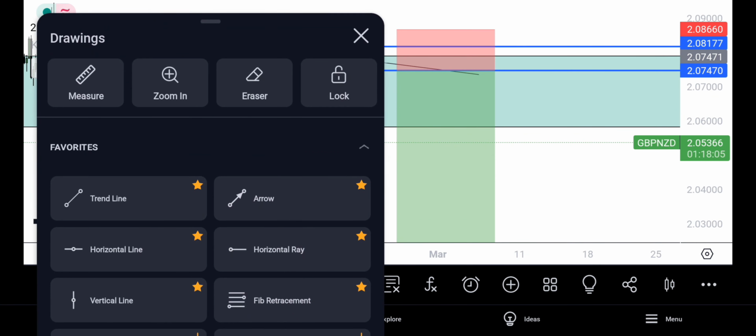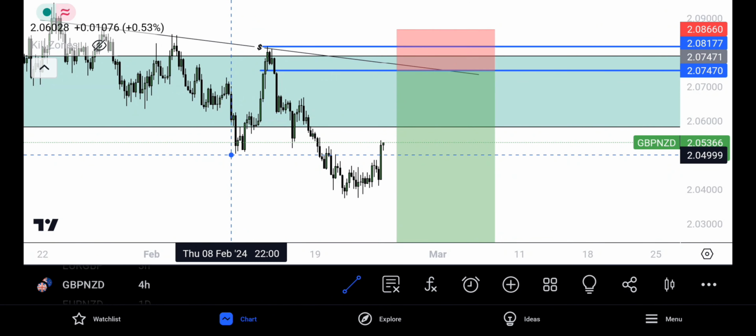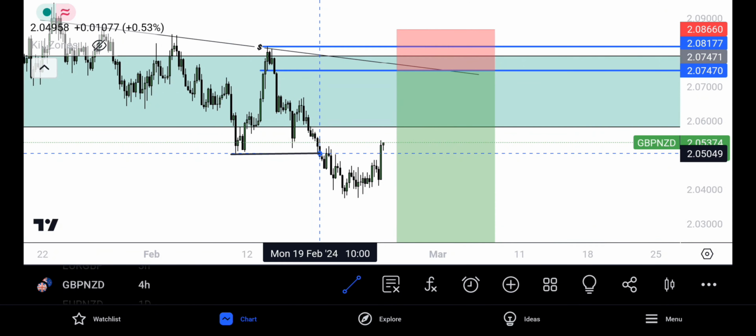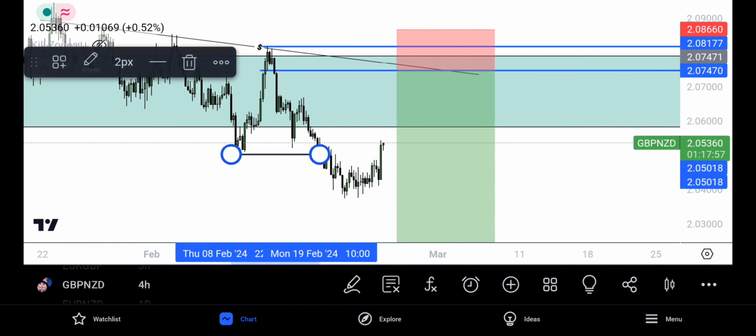This is also break of structure. This is also break of structure, all right?